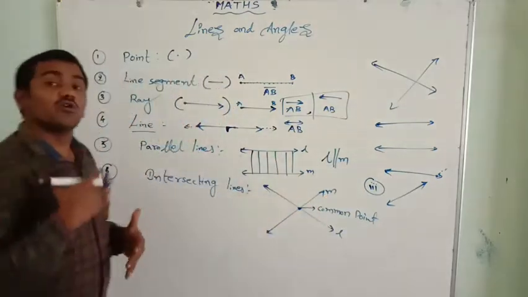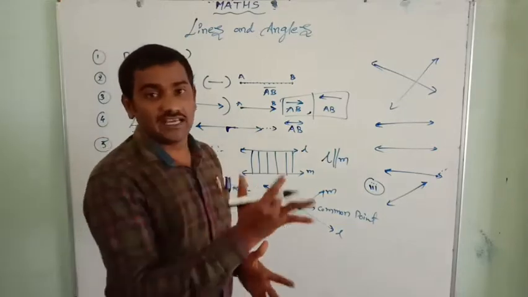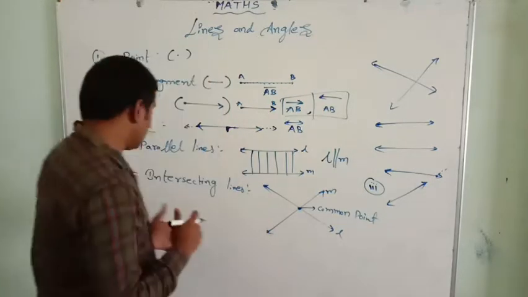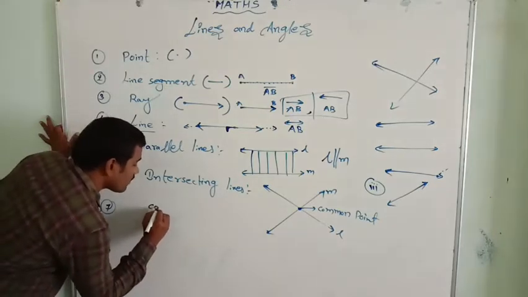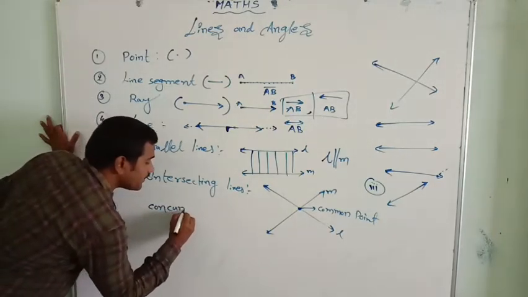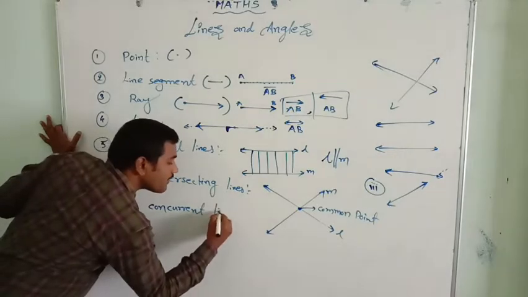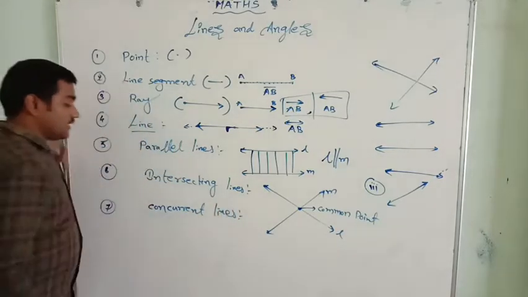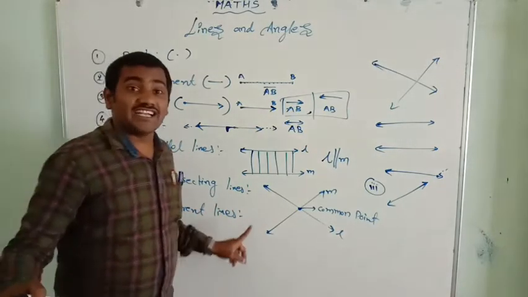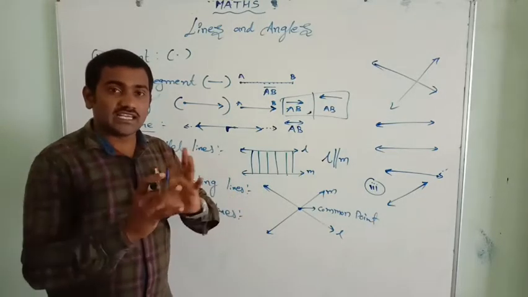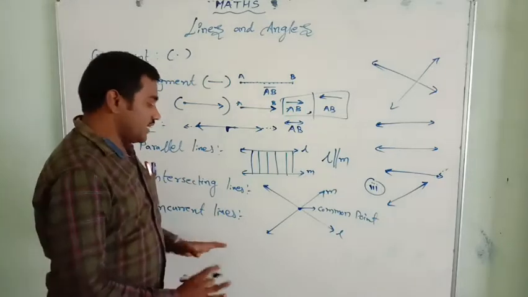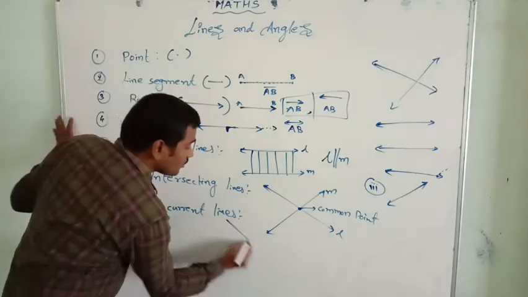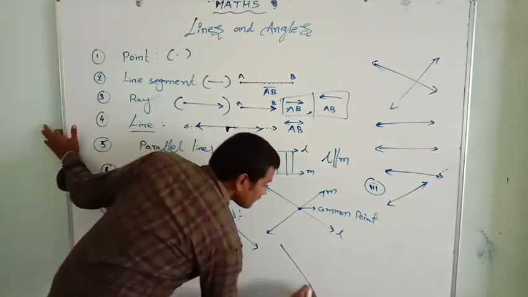Now let me go to concurrent lines. This is a new word. Try to learn it. Concurrent lines. Concurrent lines and intersecting lines are similar, but they are different from each other. Here, let me draw the figures so you can understand concurrent lines.